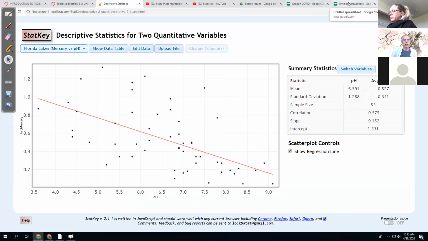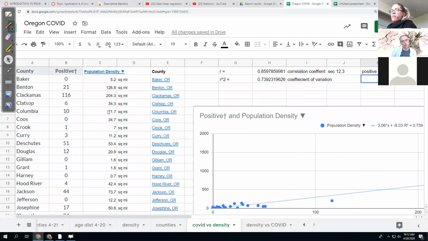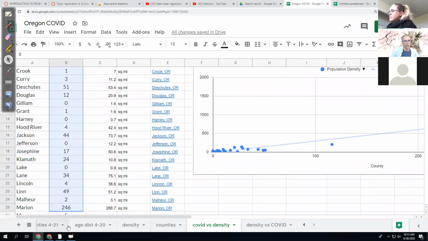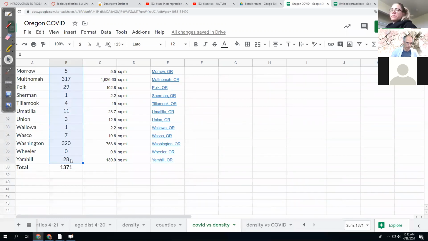All right, back over here. Coefficient of variation tells us something a little bit different. It gives us a percentage of about how variation in one variable affects variation in the other. So are all the numbers of cases per county the same? The answer is no. There is variation in them. How much variation? Well, the standard deviation is one measure of how much variation.